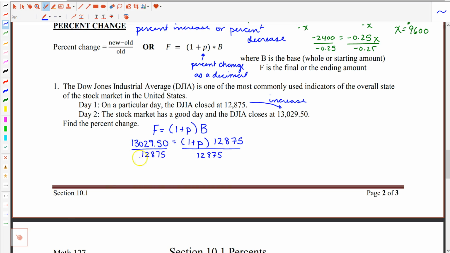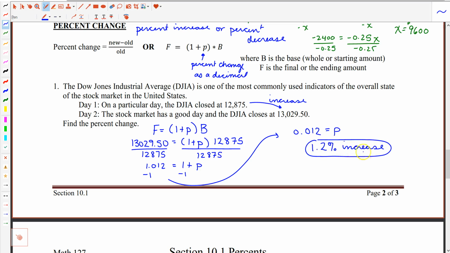So if we do that over here, I get 1.012. So this is equal to 1 plus P. Solving this thing for P, I'll subtract 1 from both sides. So we would get 0.012 is equal to P. So this is the percent that I want, but in its decimal format. So to convert from this decimal to a percent, we'll move the decimal right 2 spots. So I would ultimately report I had a 1.2% and then an increase.